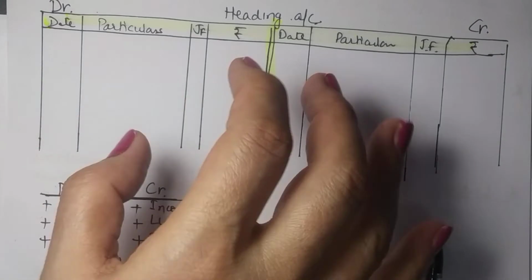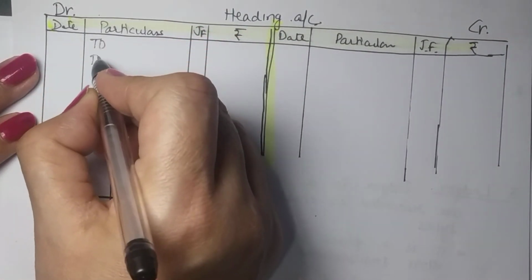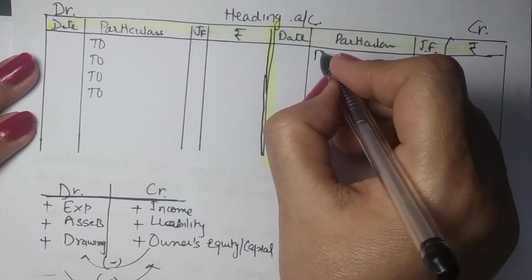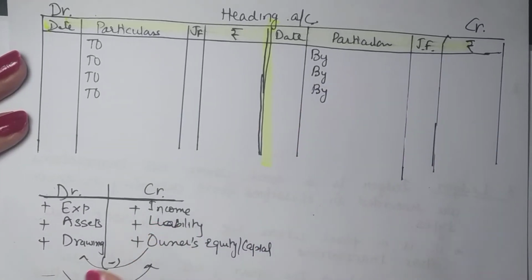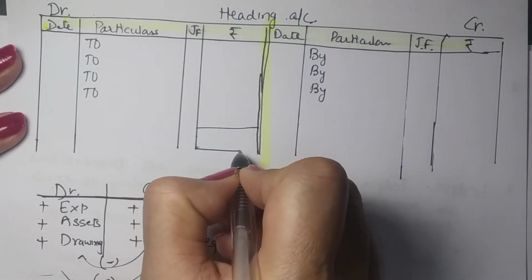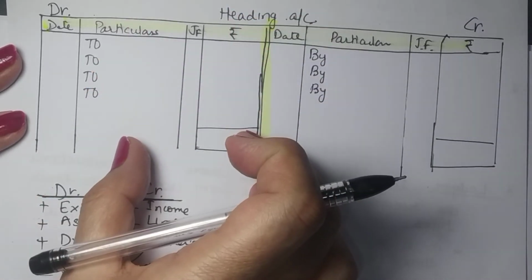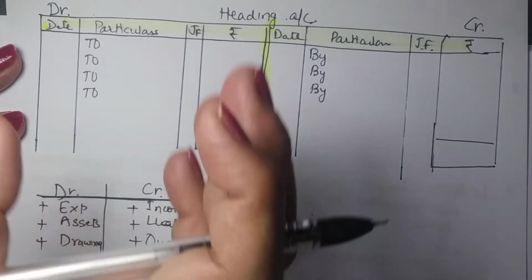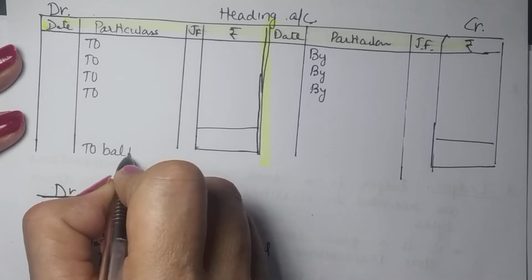Now how do we record here? Now on the debit side, everything is recorded with To. You have to write anything, you write it To so and so, To so and so. If anything is to be recorded on the credit side, it will be By. And at the end, the account is balanced. So what we do here is that we total up the two sides and we balance it. So suppose here you have 5,000 and on the credit side you have 2,000. It means you have more of debit. So its balance is reported as To balance brought down.